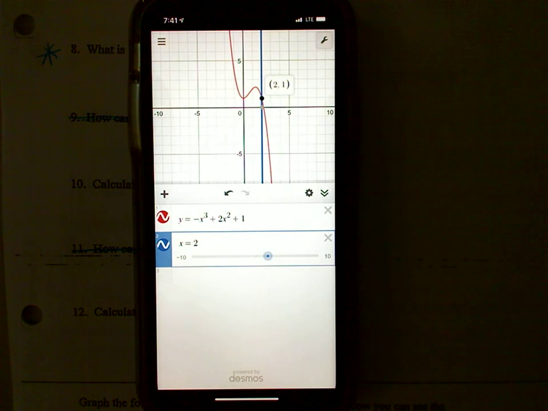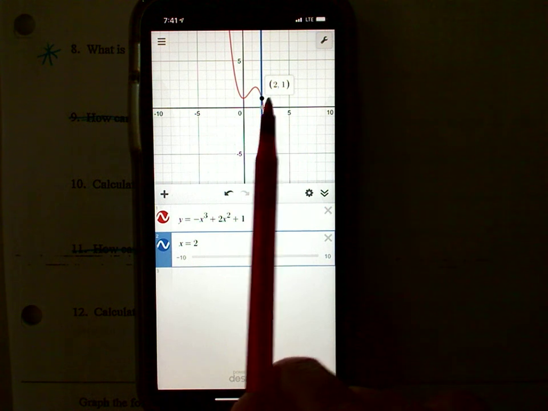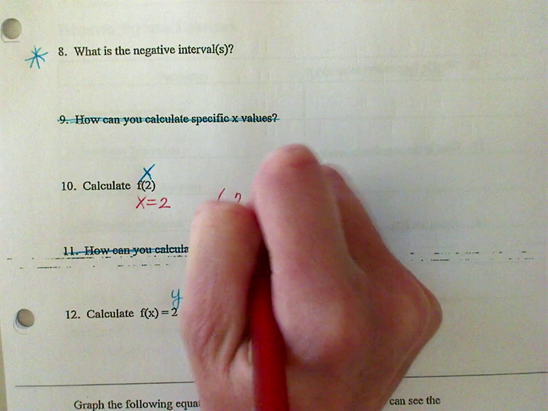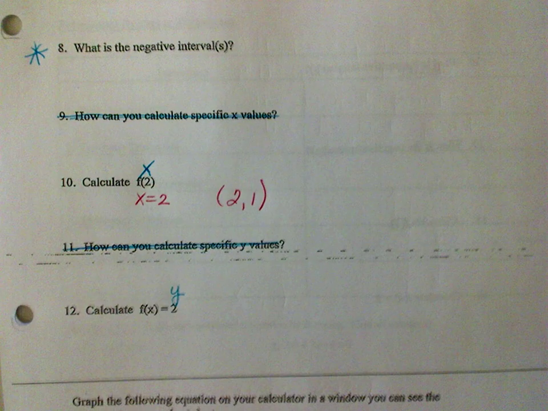Looks like they intersect right there at 2, 1. Remember, the x value has to be 2, so I know that's the point because the x value is 2. So when x is 2, y is 1. So that would be my answer.